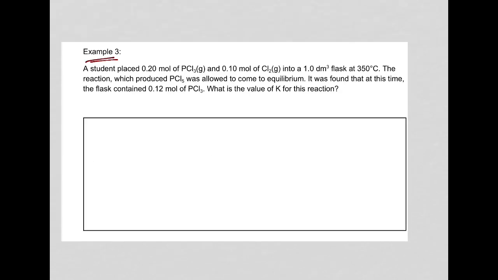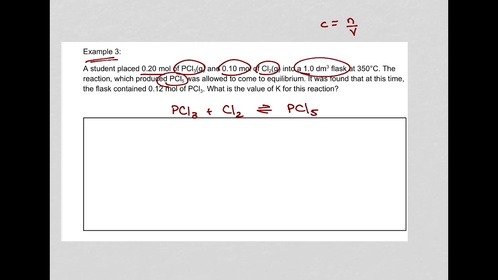Example 3 now. It says that you have 0.2 moles of PCl3 and 0.1 mole of Cl2 in a 1 dm cubed flask. Because the volume is 1, any number divided by 1 is the same number. So concentration is still equal to number of moles divided by volume, so you can take concentration to be equal to number of moles. Then this is going to produce PCl5. So I have the equation producing PCl5. And then it's asking you for the value of K.